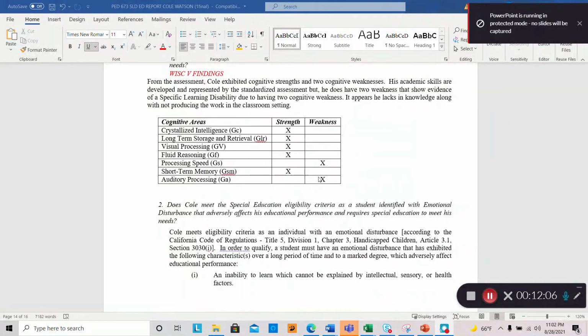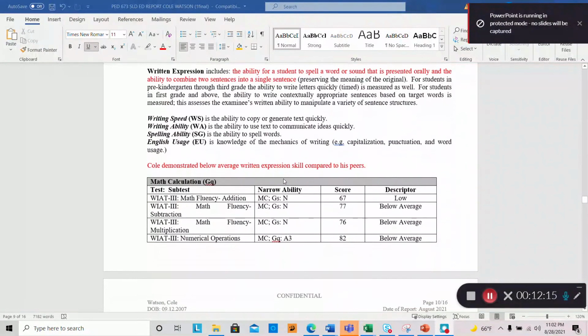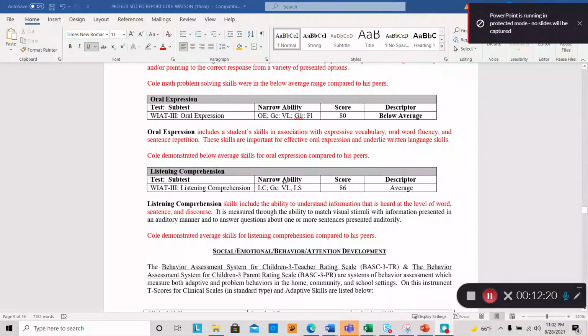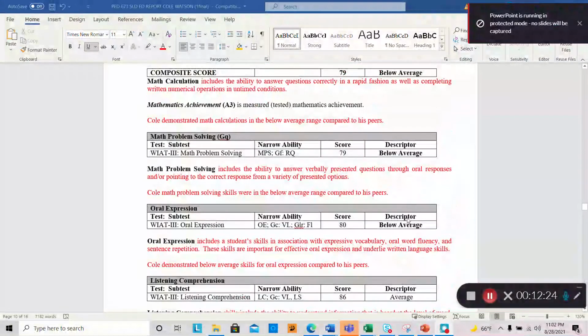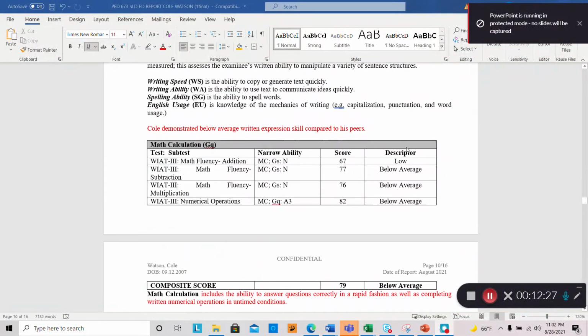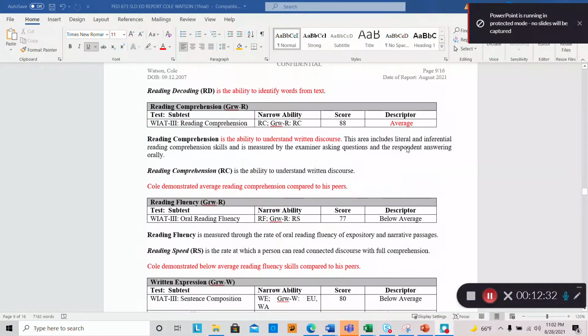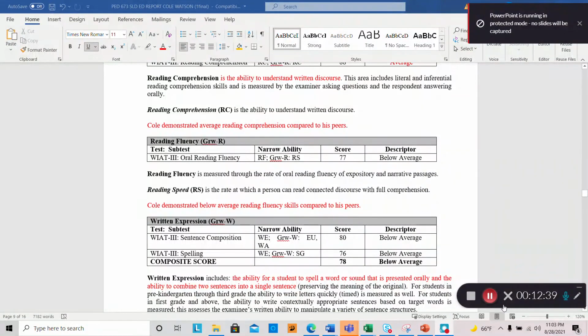But for the other assessment, it was clear. Written expression, reading fluency, math calculation, oral expression were all struggles for Cole and were in the below average range for all of the subtests involved. These are all composite scores, so you can see the number right here, that is composite.